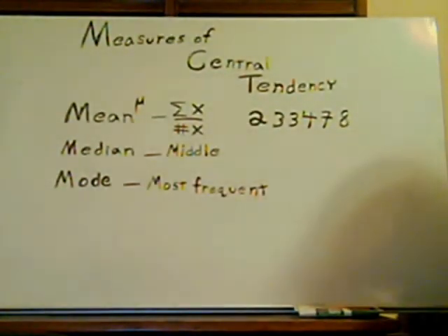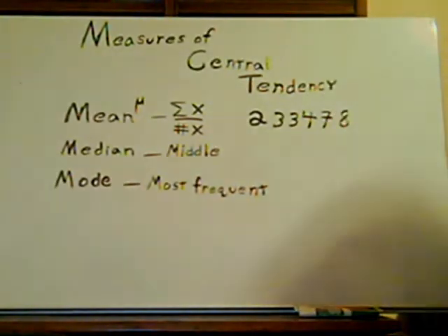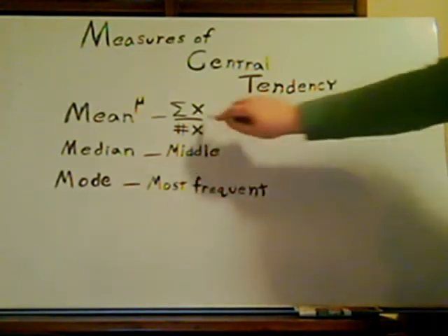The first thing to deal with is the mean. That's defined as the sum of all the values divided by the total number of values. It's also called the arithmetic average. Basically what all that means is what this formula says up here.